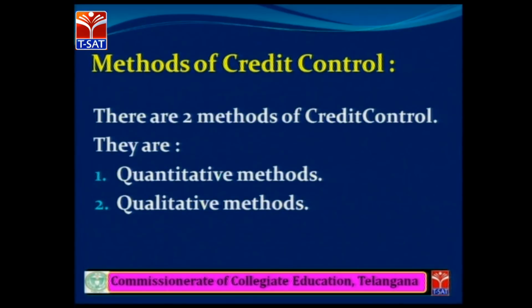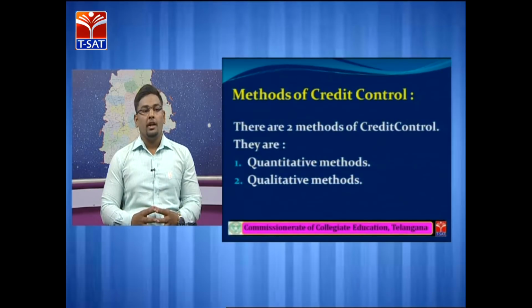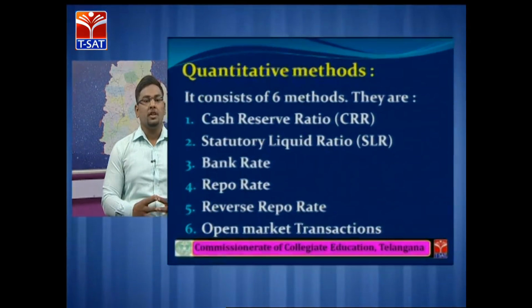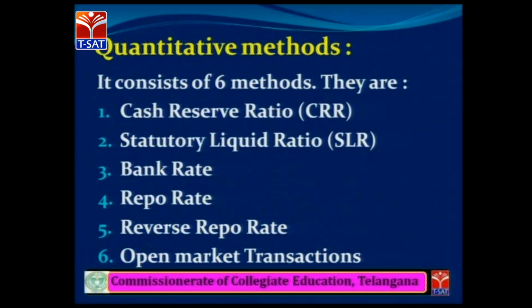Now let's get to know about the methods of credit control. There are two methods of credit control: quantitative methods and qualitative methods. Now in quantitative methods, there are 6 methods. They are cash reserve ratio, also known as CRR, statutory liquid ratio, also known as SLR, the bank rate, repo rate, reverse repo rate, and open market transactions. Now let's get to know about each point clearly.